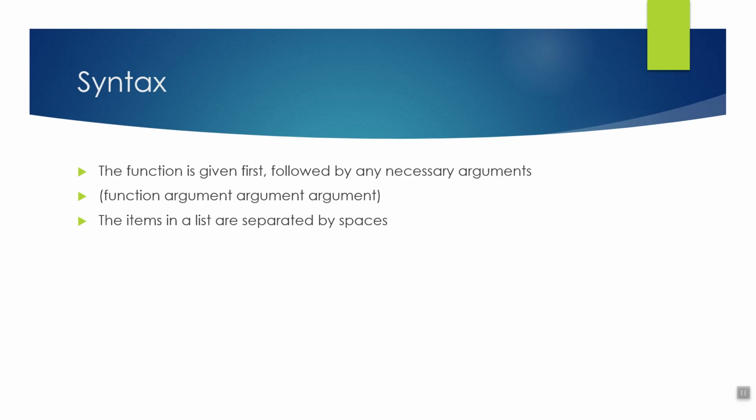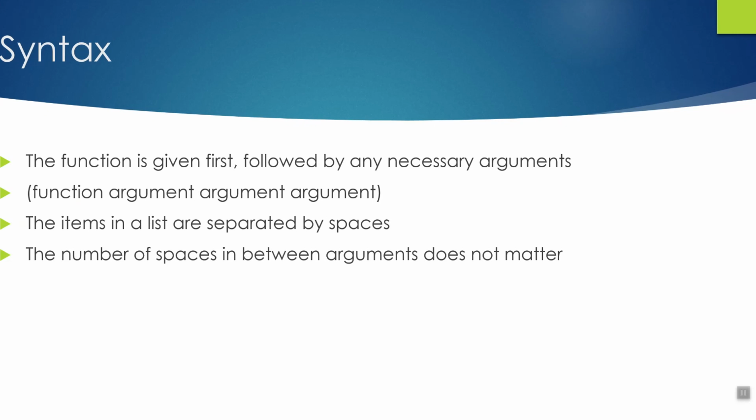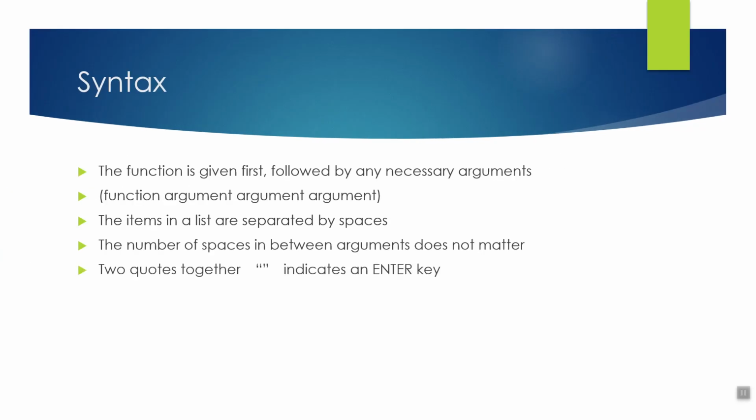All of the items in the list are separated by spaces. The number of spaces in between arguments doesn't matter. So you could have 1 space in between arguments, you could have 2 spaces, you could have 10 spaces. It doesn't matter. It just sees that a space is what separates the arguments. Anytime you have 2 quotes together, like open close quote, that's going to indicate an enter key, like somebody pressed the enter key at the command line.